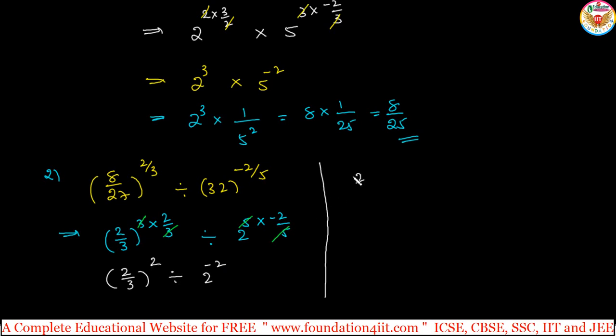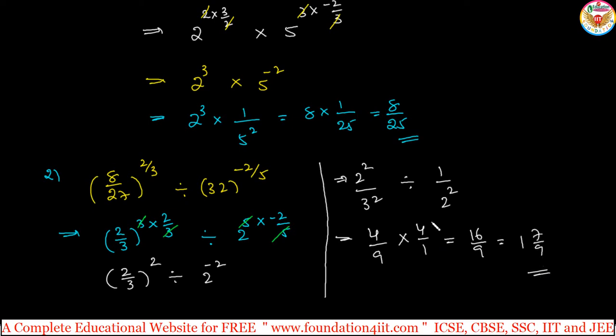From this, 2 divided by 3 whole squared, so 2 square divided by 3 square, again divided by 2 to the power minus 2, which is 1 by 2 to the power plus 2, by the formula. 2 square is 4, 3 square is 9. When you keep the division symbol, 1 by 2 square becomes 2 square by 1, that is 4 by 1. 4 fours are 16 by 9. We write in mixed fraction 1 and 7 by 9. Okay, we can do evaluating questions like this. Few more.